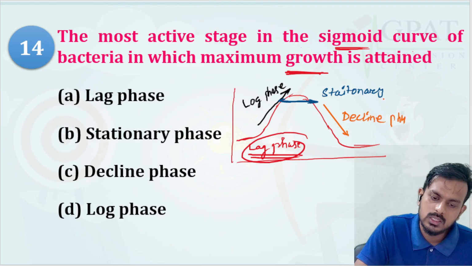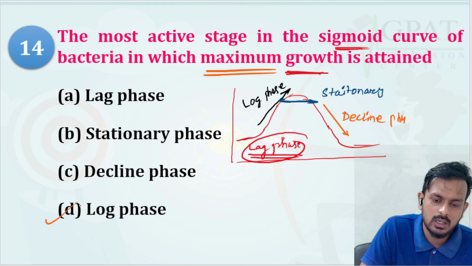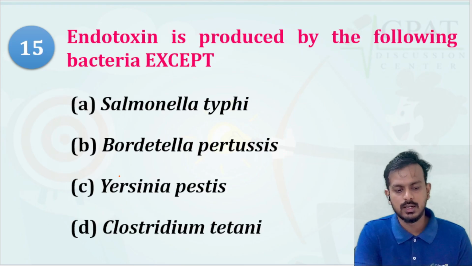Okay. So the question is about the sequential growth curve of bacteria, which phase has maximum growth. Maximum growth is at the log phase. Option D is the correct answer.